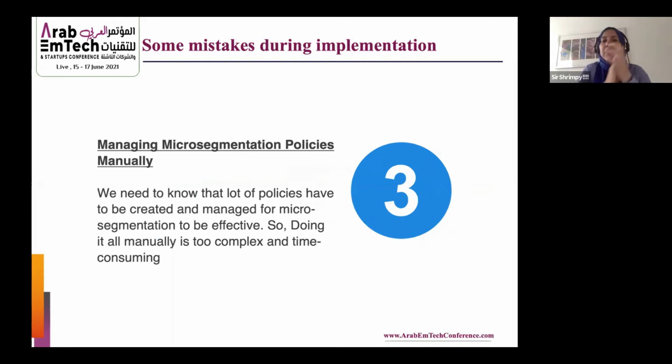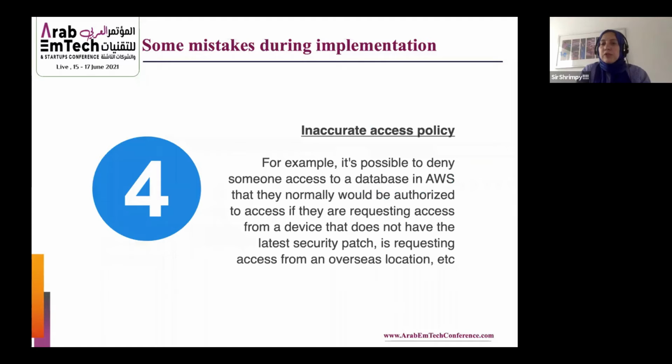Number three, managing microsegmentation policies manually. We need to know that a lot of policies have to be created and managed for microsegmentation to be effective. So doing it manually will be too complex and time-consuming. Number four, for example, it's possible to deny someone access to a database in Amazon or Azure that they would normally be authorized to access if they are requesting access from a device that doesn't have the latest security patch, or from an overseas location, for example.